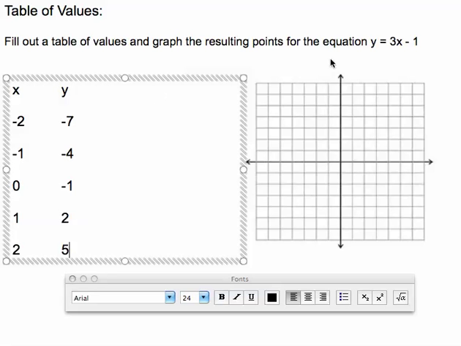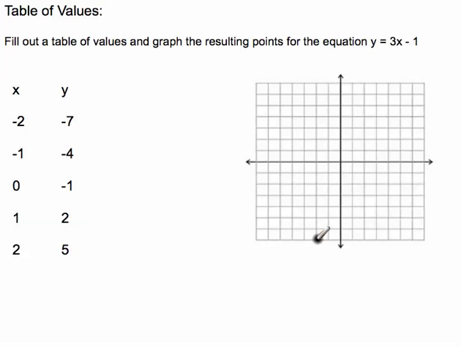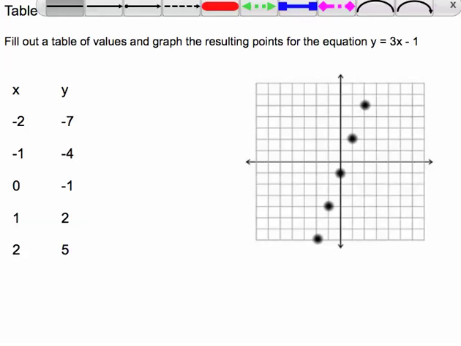And if you remember, we eventually learned that that number 3 right there, which is next to x, represents the slope. That's why it changes in that pattern. And what you should be able to do after you get these points is go on an axis, such as this one, and graph them, and then connect them with a line. So what I have is -2, -7, so I go left 2, down 7, -1, -4, which is here, 0, -1, 1, 2, and 2, 5. And you'll see 5 points is a pretty good amount to have.